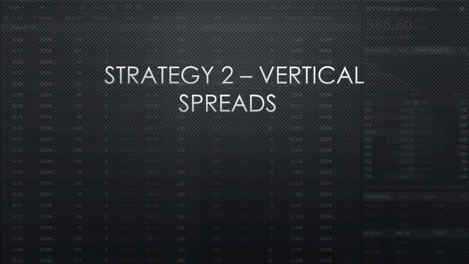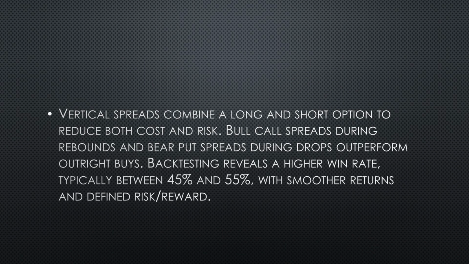Strategy 2. Vertical spreads. Vertical spreads combine a long and a short option to reduce both cost and risk. Bull call spreads during rebounds and bear put spreads during drops outperform outright buys. Backtesting reveals a higher win rate, typically between 45 and 55%, with smoother returns and a defined risk-reward.